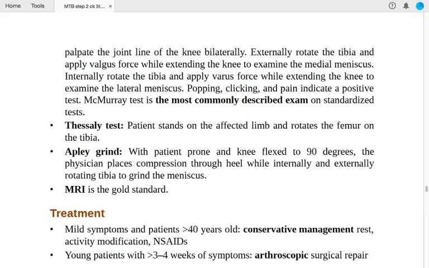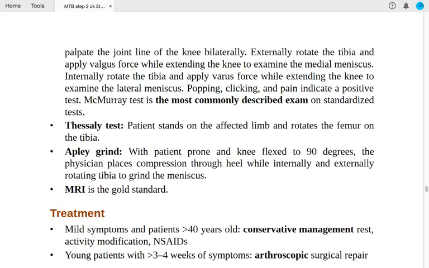Now, popping, clicking, and pain indicate a positive test. If there is popping or pain because of all this, then we can say this is a positive McMurray test. In fact, the positive McMurray test is the most commonly described exam on standardized testing, right? So this is quite a standardized test.